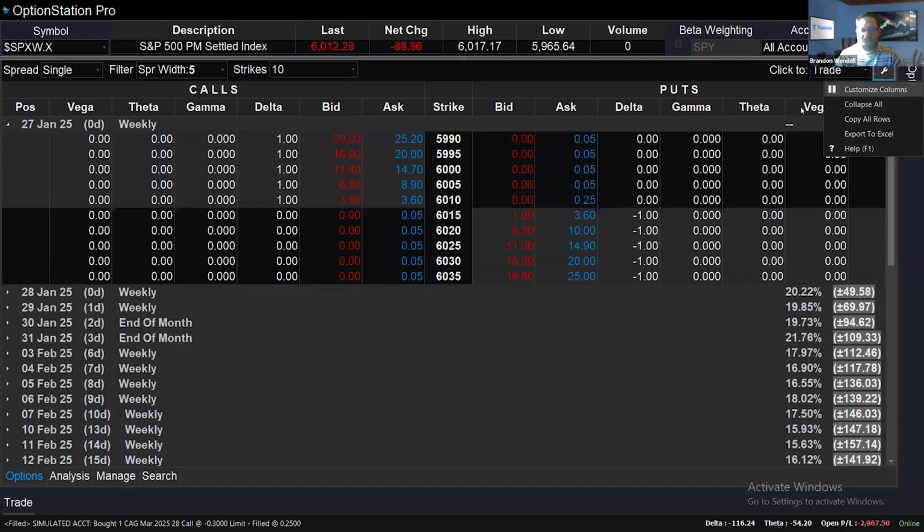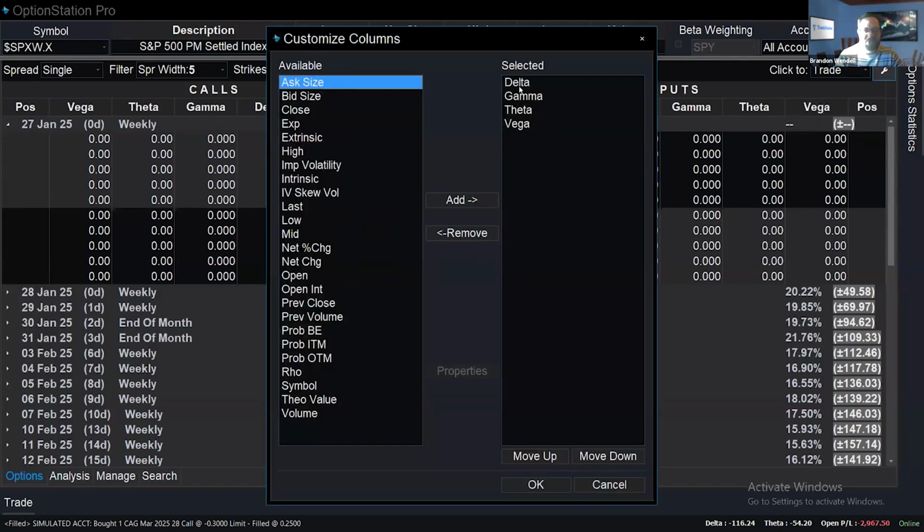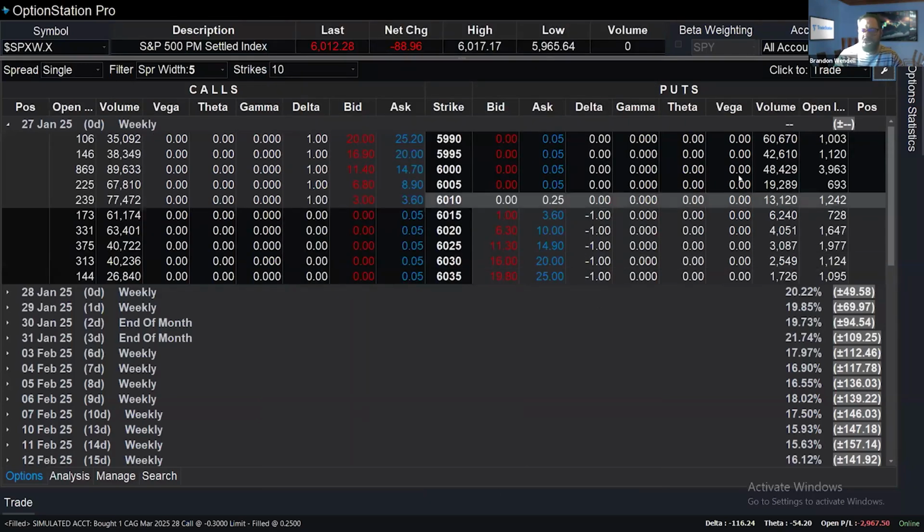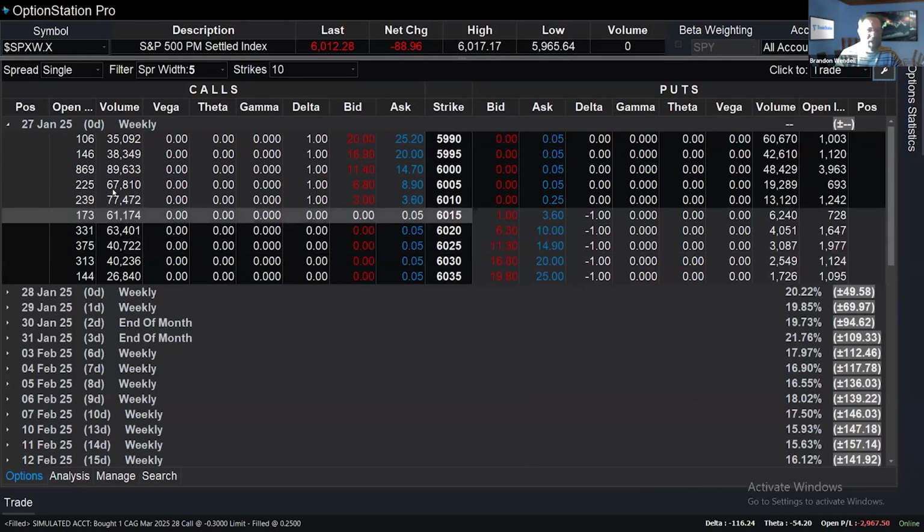Okay, and let me customize these columns. I'm not really going to worry too much about the Greeks at this moment. What I'm going to look at more is going to be the volume and the open interest. There we go. And you can see these are pretty liquid options. As a matter of fact, I think this is probably the most heavily traded option in the world, not just in the US, but literally in the world.